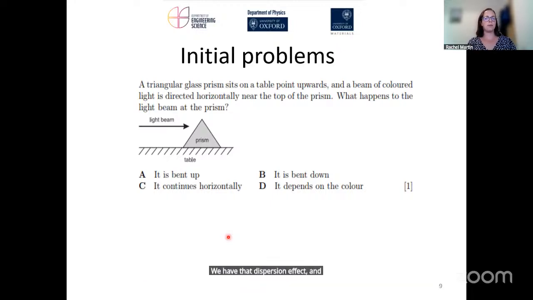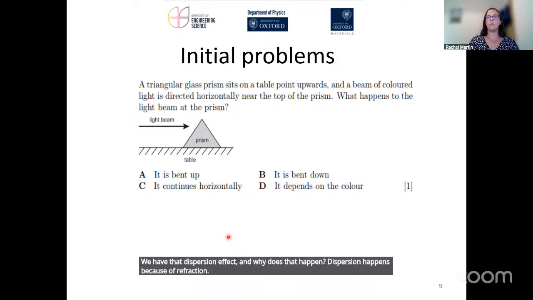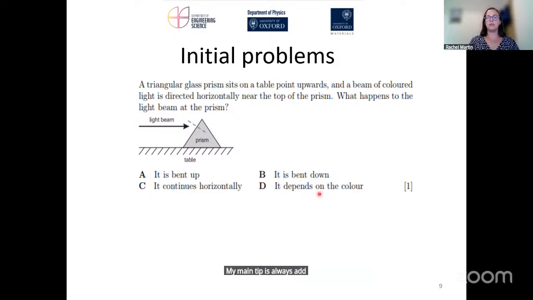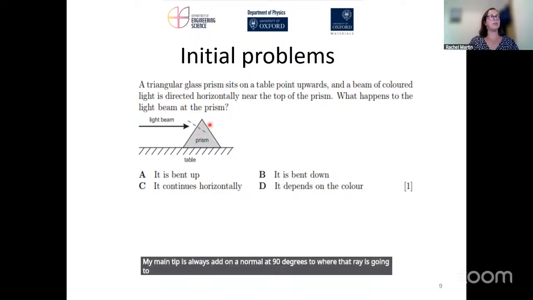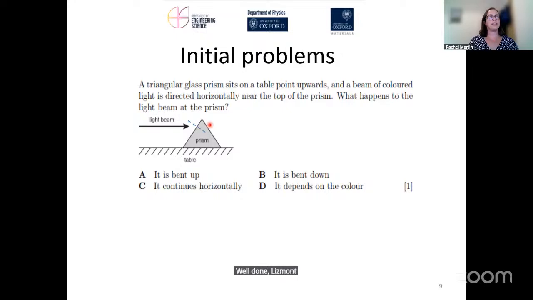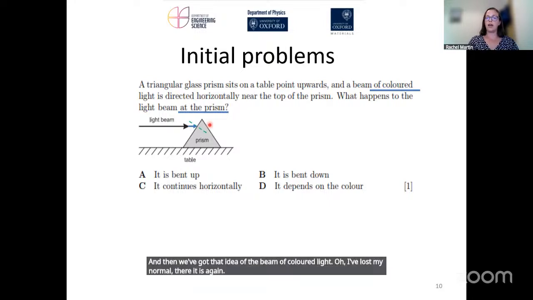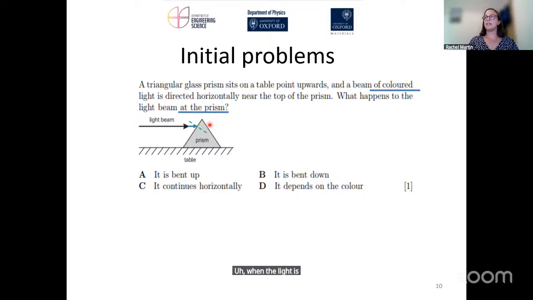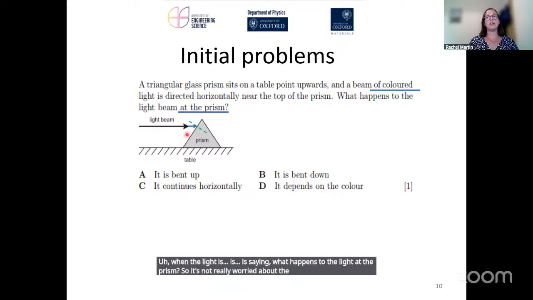And why does that happen? Dispersion happens because of refraction. My main tip is always add on a normal at 90 degrees to where that ray is going to hit the prism. Well done, those answers coming in. Fantastic, thank you so much. And then we've got that idea of the beam of coloured light. Oh, I've lost my normal. There it is again. The question is saying what happens to the light at the prism. So it's not really worried about the other side. It's what's happening here. That's the bit I'm drawing.